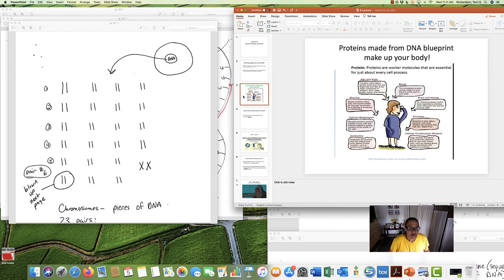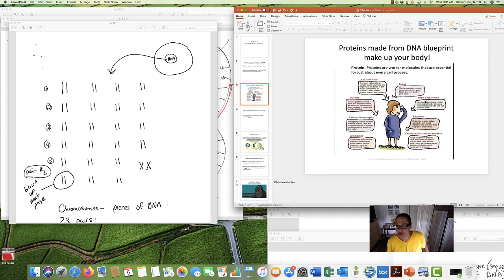DNA is actually the blueprint for proteins. Our whole bodies are made up of proteins. So again, the DNA is a blueprint to make proteins that then make up your body. Take a look at this picture here. Enzymes. Enzymes are molecules that help chemical reactions happen.